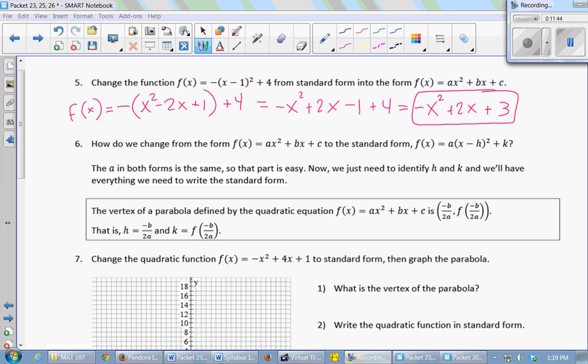So to change from ax squared plus bx plus c back to standard form, the a in both forms is the same. So you immediately know a, right? It's the same. And then you just need to identify h and k, and you'll have everything you need to be in standard form. So the vertex of a parabola that's given in this ax squared plus bx plus c form, the x-coordinate of the vertex is negative b over 2a. That's your h. Right? And then take that negative b over 2a, plug it into your function f, and that'll get you your k.